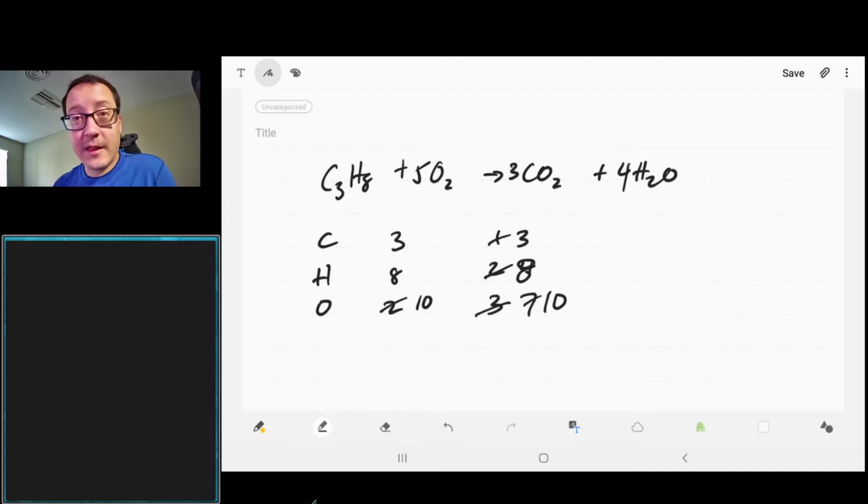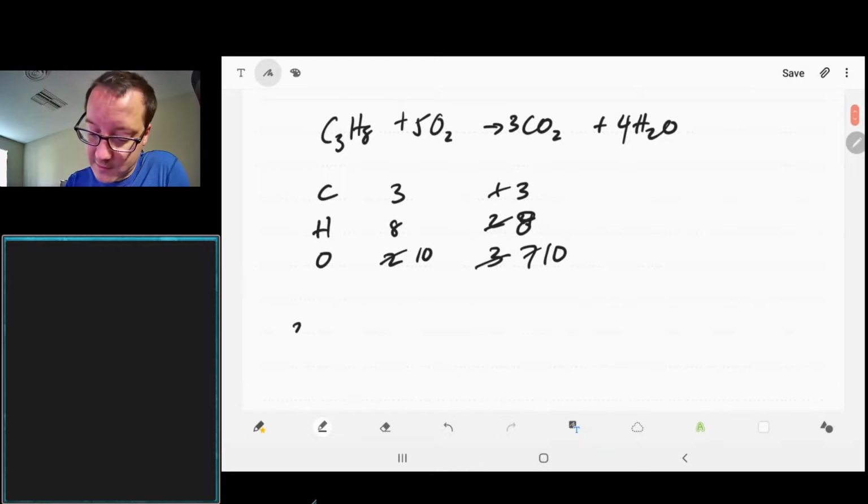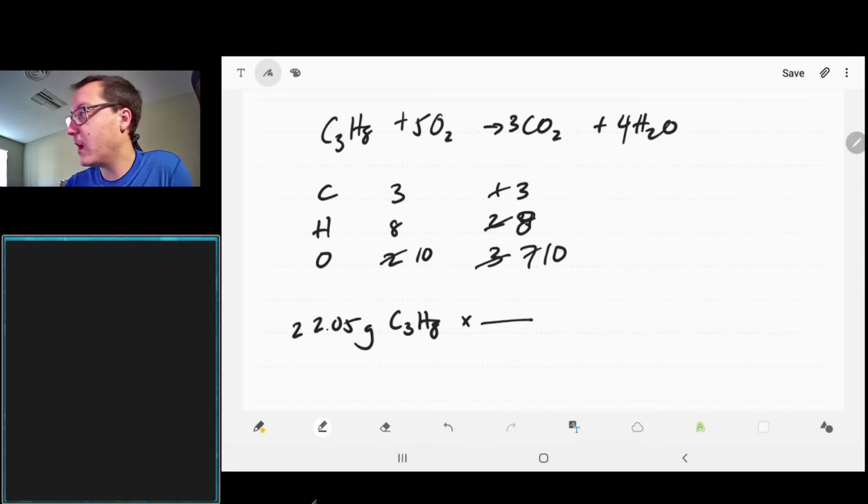So, now that we have our coefficients, we see that there's a 1 to 3 relationship between propane and carbon dioxide. So, we are going to need to figure out our theoretical yield, because it looks like the 38 grams that's there is our actual yield, and 22.05 grams is what we're starting with. So we're going to need to find our theoretical yield first. So 22.05 grams of propane. Need the molar mass of propane.